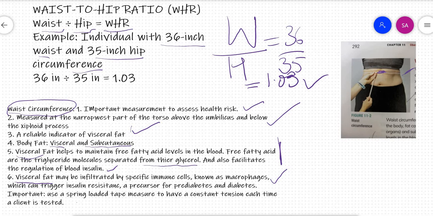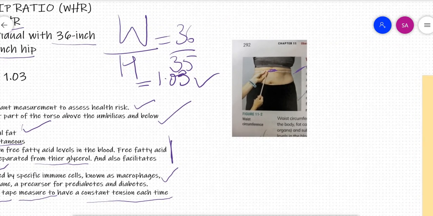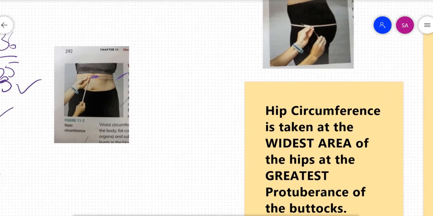Another important question which you can have is, we should use a spring-loaded tape measure to have a constant tension each time a client is assessed. So there are 3-4 types of questions which you can get on the exam, apart from just calculating the waist to hip ratio. Now coming to hip circumference.